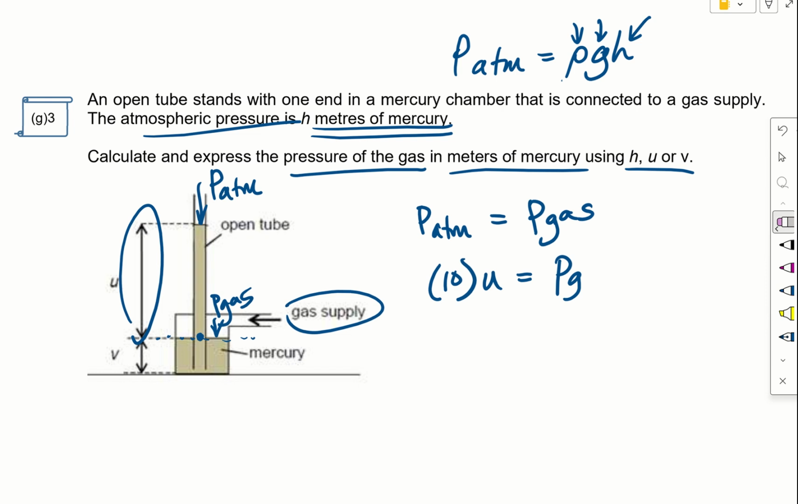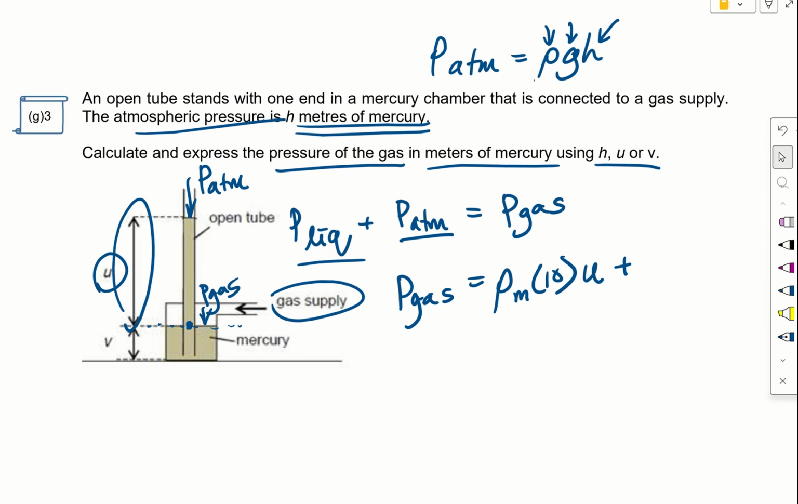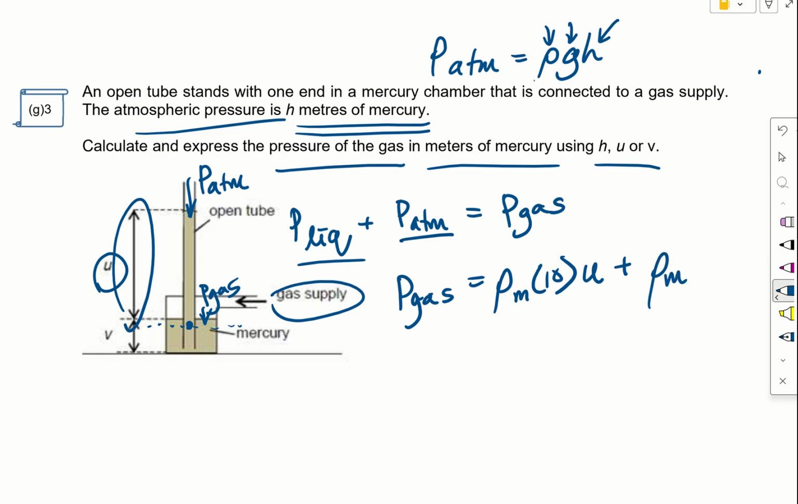Okay, I think I'm missing out something. It's not that simple. The pressure due to this point is not just P atm. I also need to add in the height of this plus the liquid column, pressure due to liquid. So that was what I was missing. So P gas is equals to the pressure due to the liquid, which is mercury. So it is rho mercury, G is 10, and the height is U, plus P atm, which is H meters of mercury. So it is using rho mercury, 10, and H.